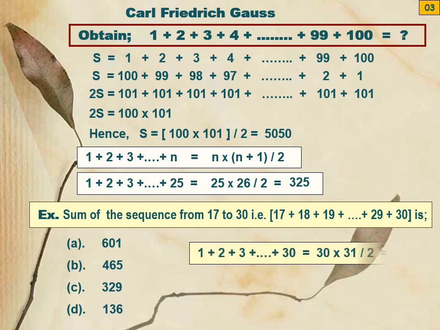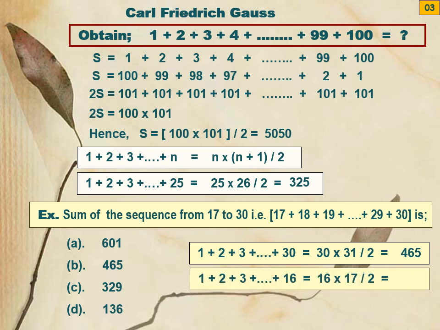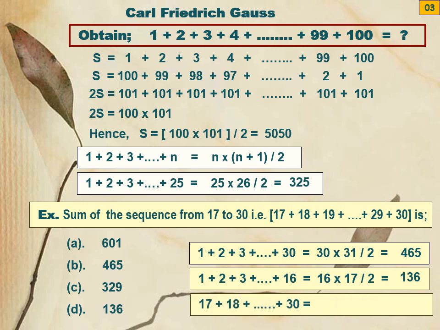You can get the total from 1 to 30, which is equal to 465, and you can get the total from 1 to 16 using the same formula, 136. Now if you subtract 136 from 465, it will leave the total of 17 plus 18 plus 19 up to 30. That is, this will be equal to 465 minus 136, that is 329. That is, the correct answer is 329. Okay.